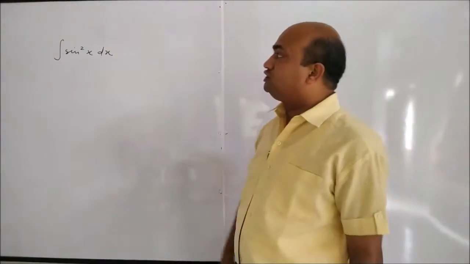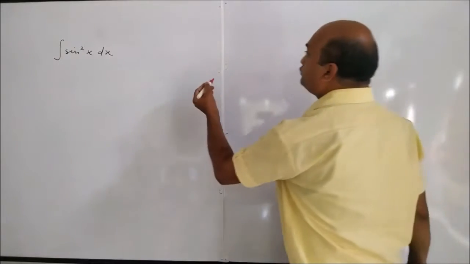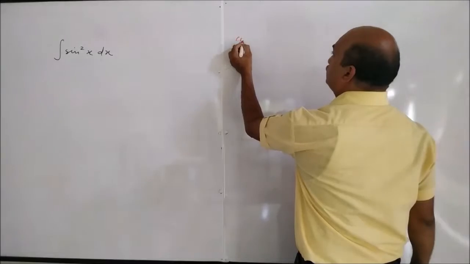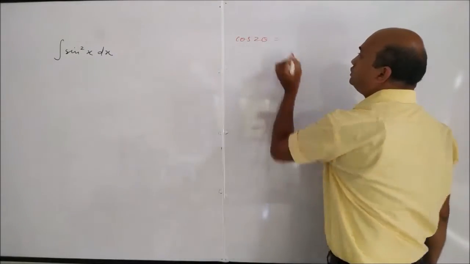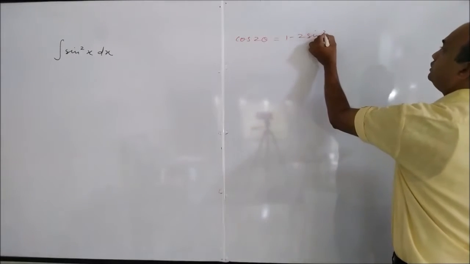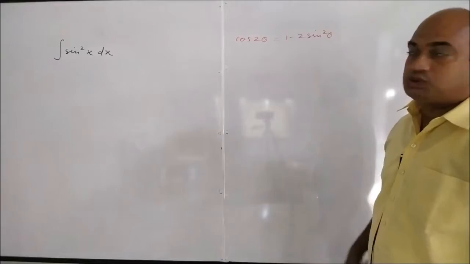Question is integration sine square x. We have to integrate sine square x. To integrate this, we use the formula cos 2 theta. Cos 2 theta is 1 minus 2 sine square theta.